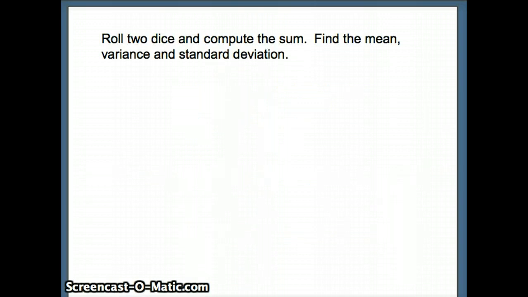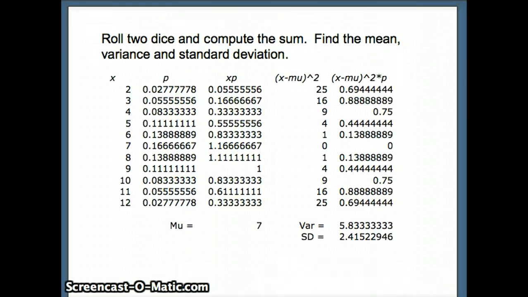Okay, if we're going to roll 2 dice and compute the sum, we want to find the mean, variance, and standard deviation for that. So here's our table. Our x's go from 2 to 12. Our probabilities correspond to 1 out of 36, 2 out of 36, 3 out of 36, 4 out of 36, 5 out of 36, 6 out of 36, 5 out of 36, 4 out of 36, 3 out of 36, 2 out of 36, 1 out of 36.